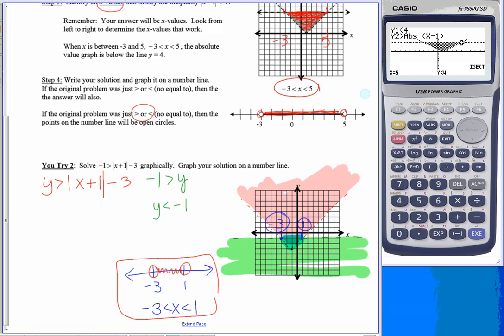So there's my solution to you try number 2. My graphs crossed at -3 and at 1, and I was the most heavily shaded right here in between those values. This was the only heavily shaded part. So on my number line, I show that as being between the -3 and the 1 with open circles because I can't equal them, because in the original problem there was no equal to. And down here at the bottom, I write my solution as an inequality. I am the values between the -3 and the 1, so that's an and inequality. I can sandwich it together, and I don't write any equal to symbols.